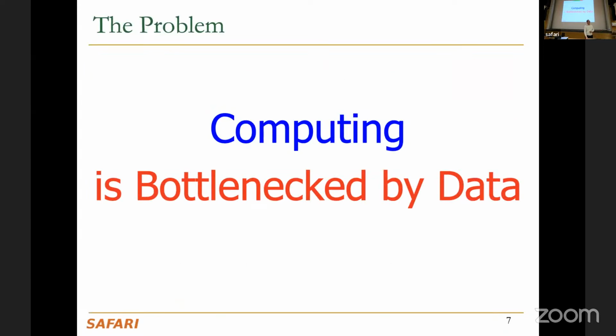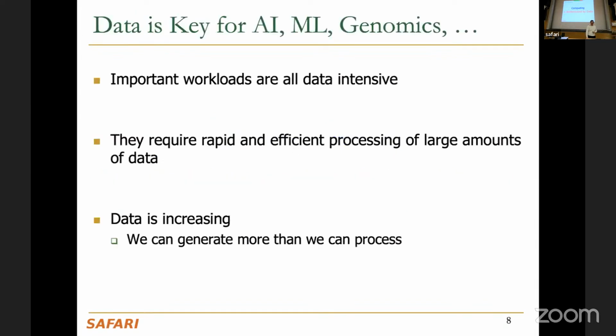So as we discussed yesterday, computing today is very much bottlenecked by data. We can generate a lot of data. In many applications, data is really key. All important workloads are data intensive, and they require rapid and efficient processing of data. And we're trying to do increasingly more sophisticated things on the data, right? We're doing a lot of data mining. Machine learning models today rely on very heavy amounts of data to learn things, right? Or to statistically find correlations among things so that they can infer something and predict something maybe into the future or given new input data.